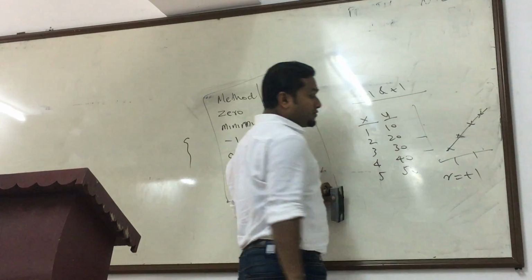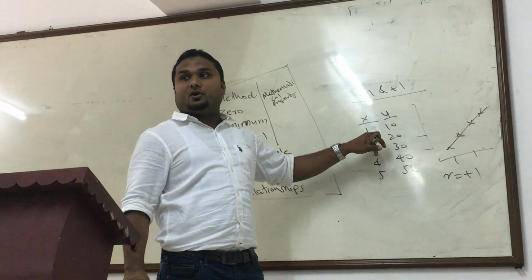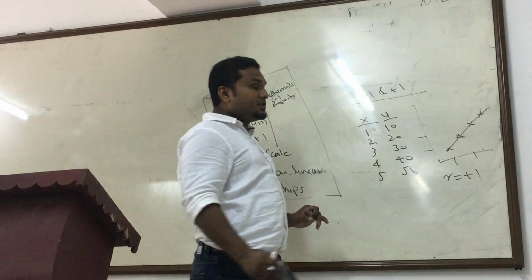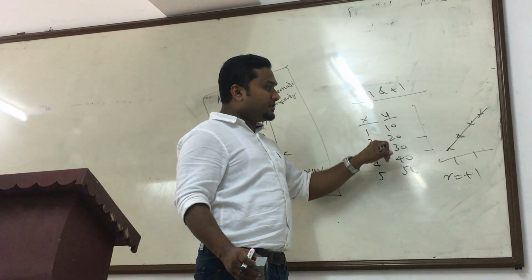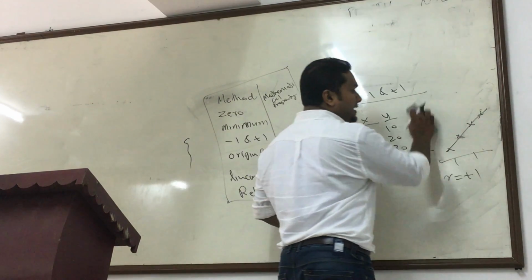You don't have to do this calculation. Here the answer R is equal to what? Plus 1. If x is equal to 1, 2, 3, 4, 5 and y is equal to 10, 20, 30, 40, 50, R is equal to plus 1.